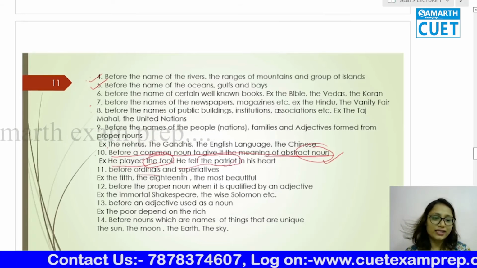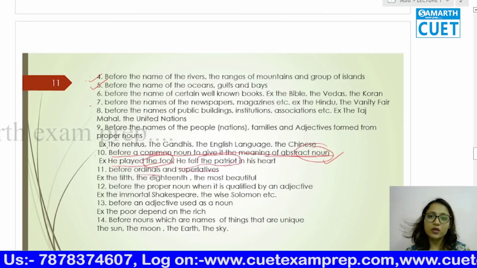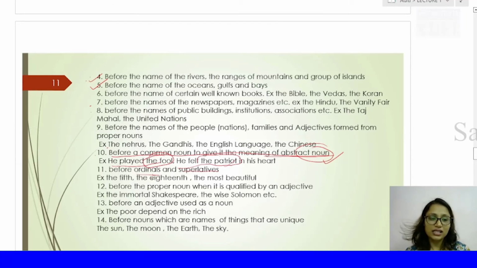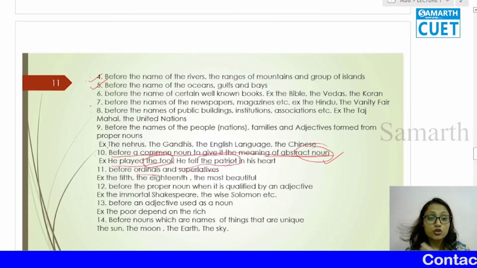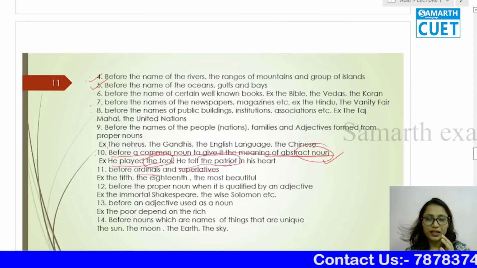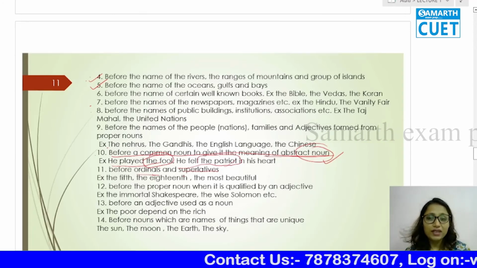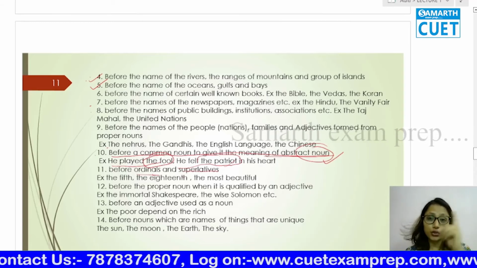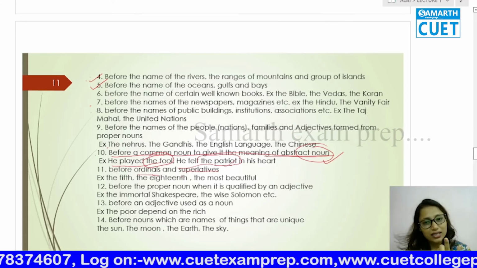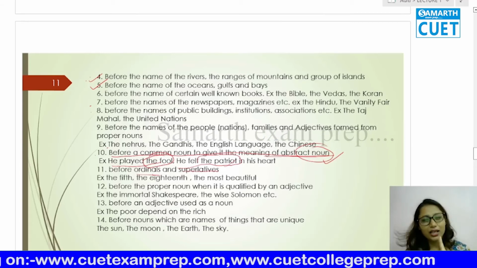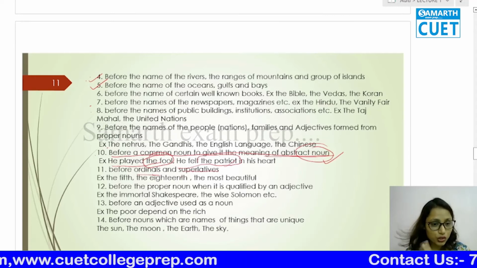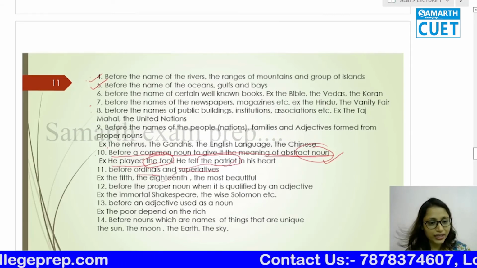Before ordinals and superlatives, I'm sure everyone knows ordinals. What are ordinals? First, second, third, fourth, fifth, sixth, seventh. These are ordinals. And superlatives means when we compare, the highest degrees are superlative. That means most beautiful, most intelligent. So when we are talking about superlatives, we use the before it. The most beautiful, the most unique. Actually, unique is itself the best, so you're not going to use most before unique. You never use most before unique. So the fifth, the eighth.